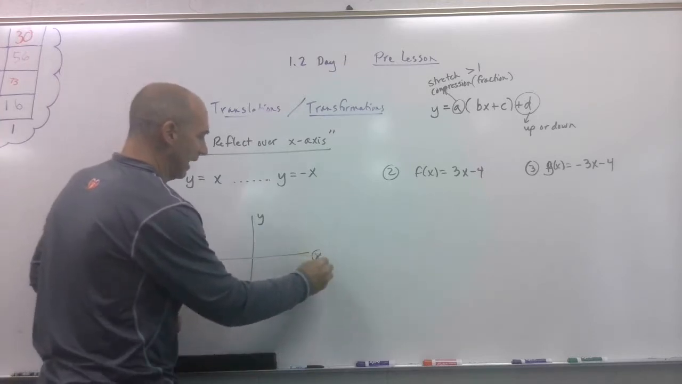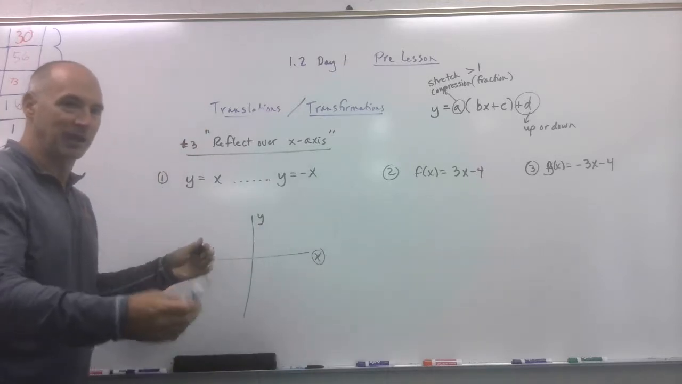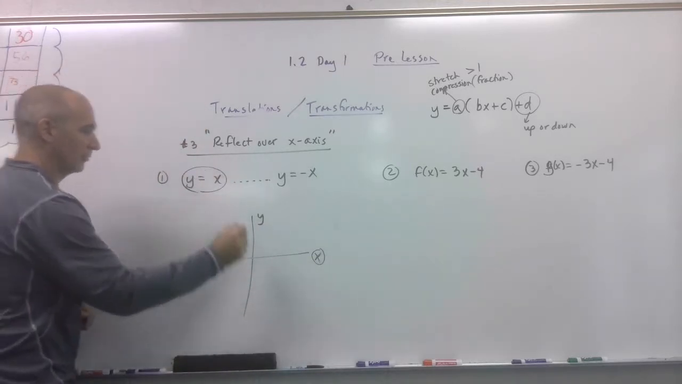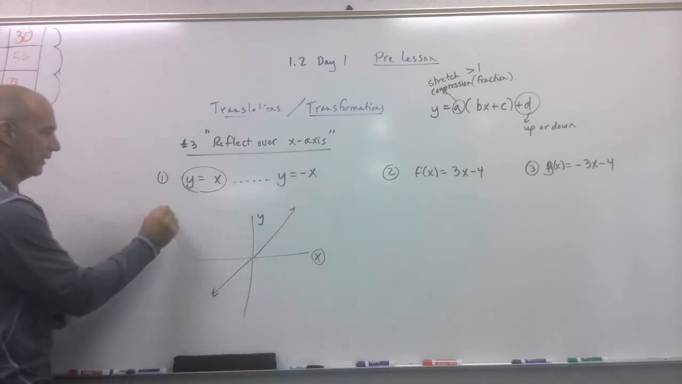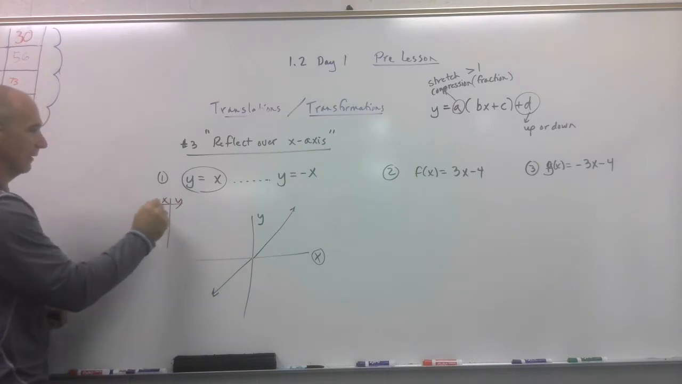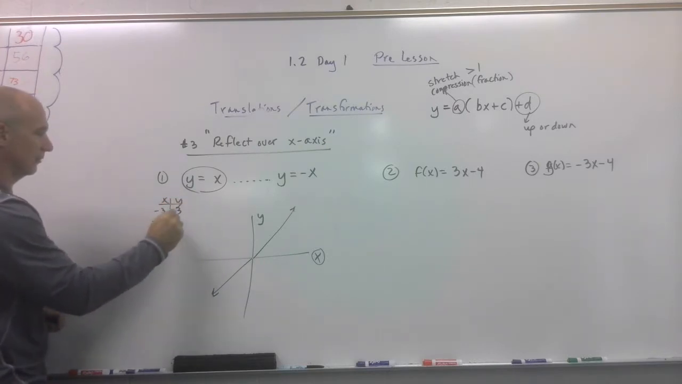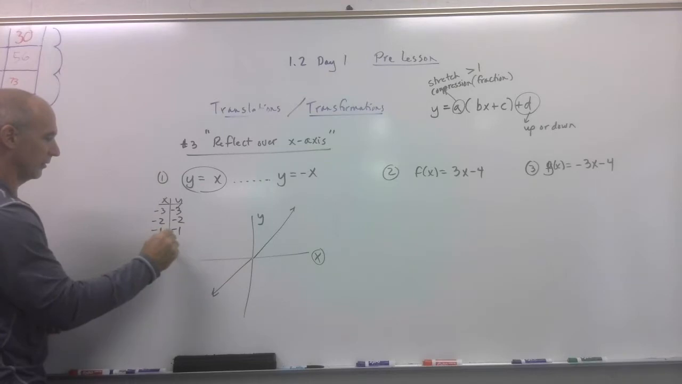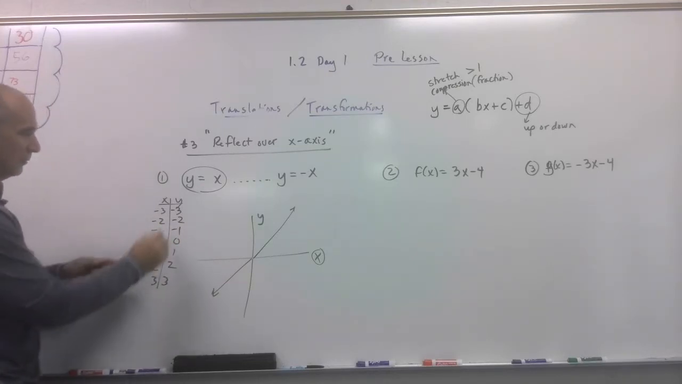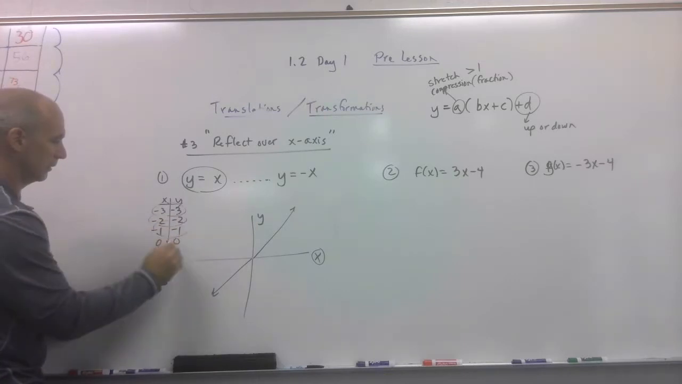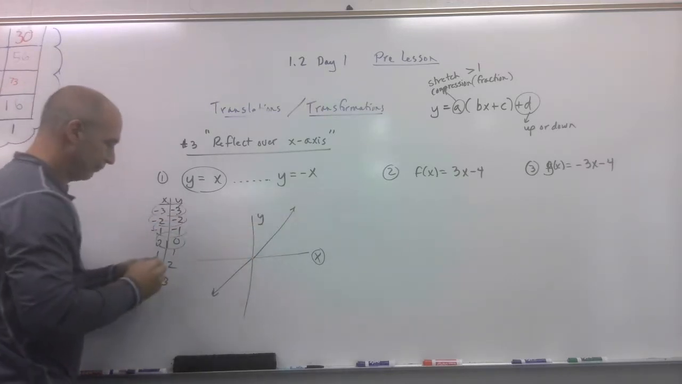Remember, this is our x-axis. So let me give you an example. Y equals x. We know that that looks just like this. And the numbers that I kept giving you were -3, -3, -2, -2, -1, -1, 0, 0, 1, 1, 2, 2, 3, 3. And if we plot all these points, we would get this line.